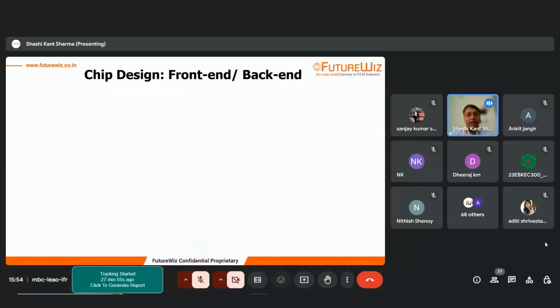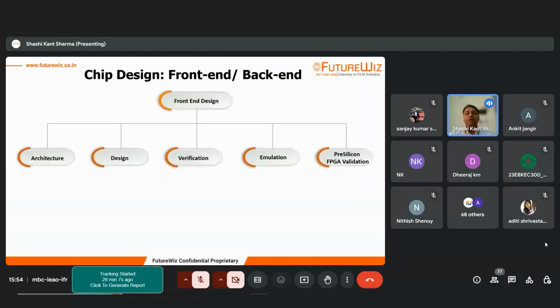If we see the entire chip design flow, this is further divided into two parts, front end and back end. When you talk about front-end designing, it involves the specification and architectural description, then we go for the RTL design, then we go for the verification, which is linked with each other. Emulation is basically a kind of verification only, but that is hardware verification. And then we go for the pre-silicon FPGA validation, right? Which ensures our design is perfectly fine in terms of the results, or in terms of working principles, right?